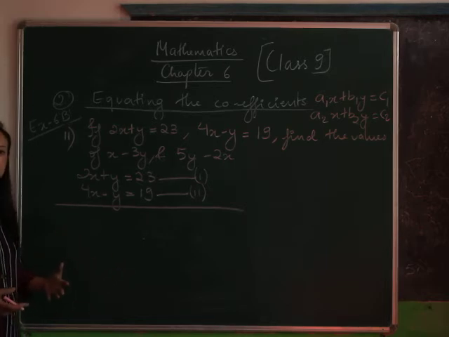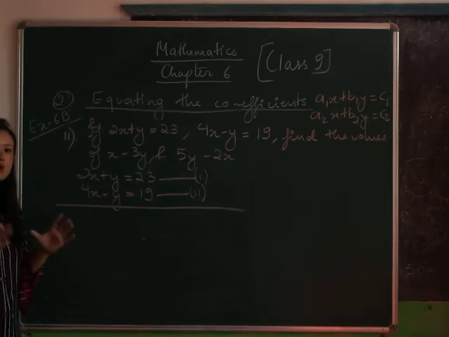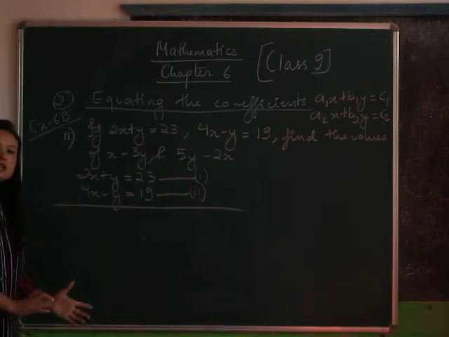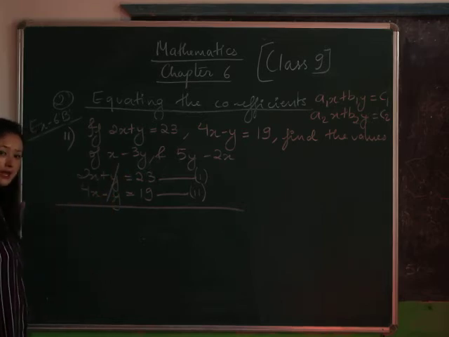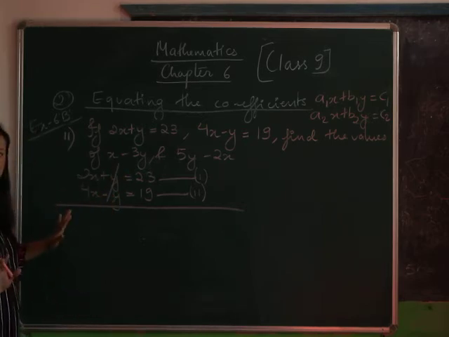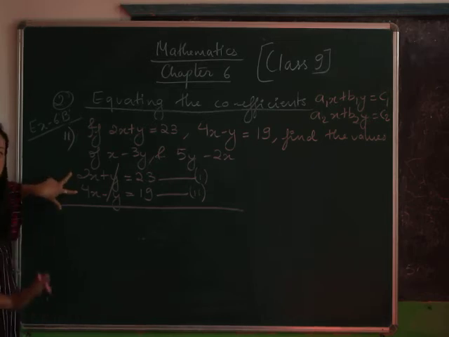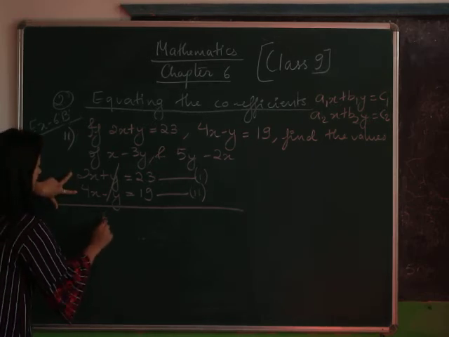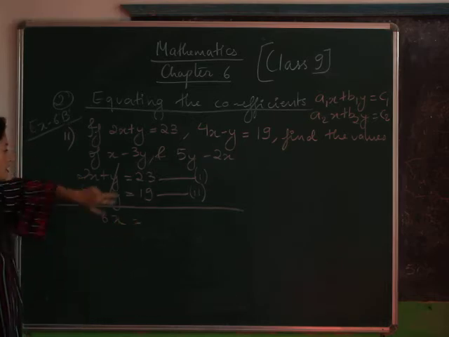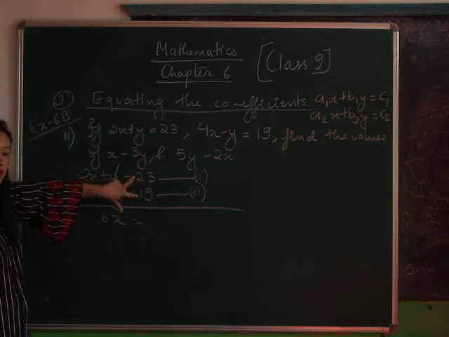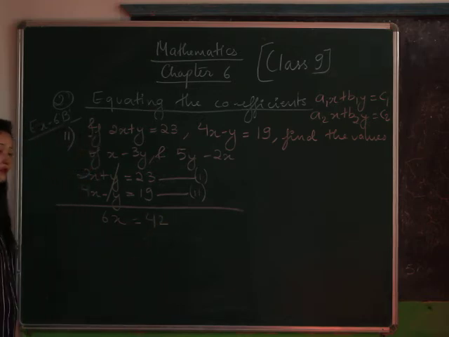What we need to do is get rid of one variable, so that we can find the other variable. So plus y and minus y cancel. We haven't changed the sign. Please remember this, no sign has been changed. So this is plus, this is plus, both plus, so what do we do? Add. 2 plus 4 is 6x. The same way here, 23 plus 19 is 42.